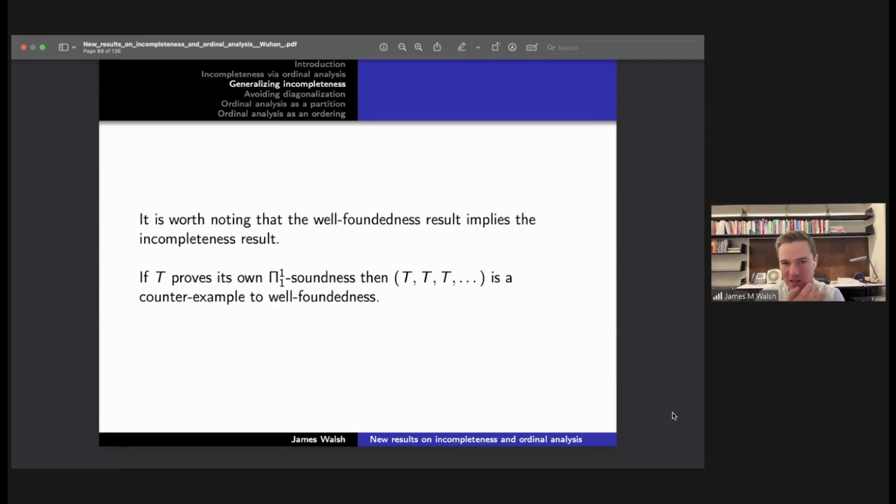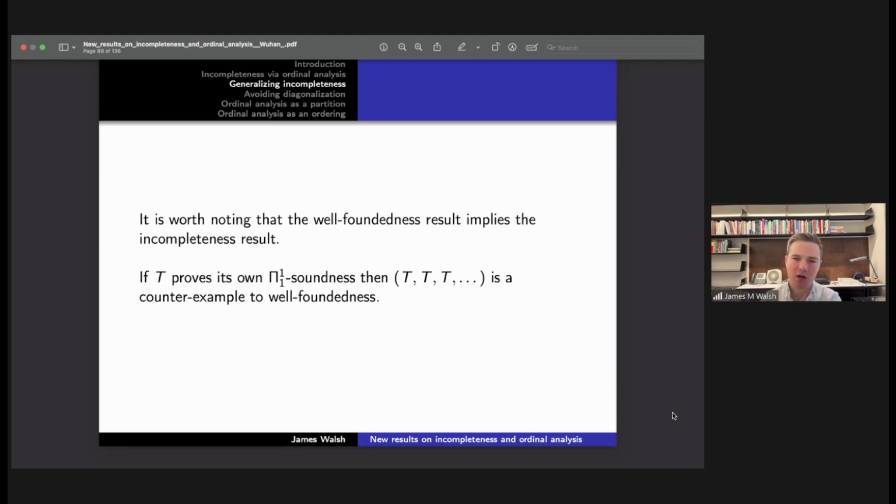Now, it's worth noting that this well-foundedness result, the one that I just covered, actually implies the version of the second incompleteness theorem that we worked on before that, right? So if T proves its own Π^1_1 soundness, then T, T, T, and so on is a counterexample to the well-foundedness claim. If there were a Π^1_1 sound, Σ^1_1 definable extension of ACA_0, or Σ^1_1 choice, that proved its own Π^1_1 soundness, then you just take that theory over and over again and you get a descending sequence.